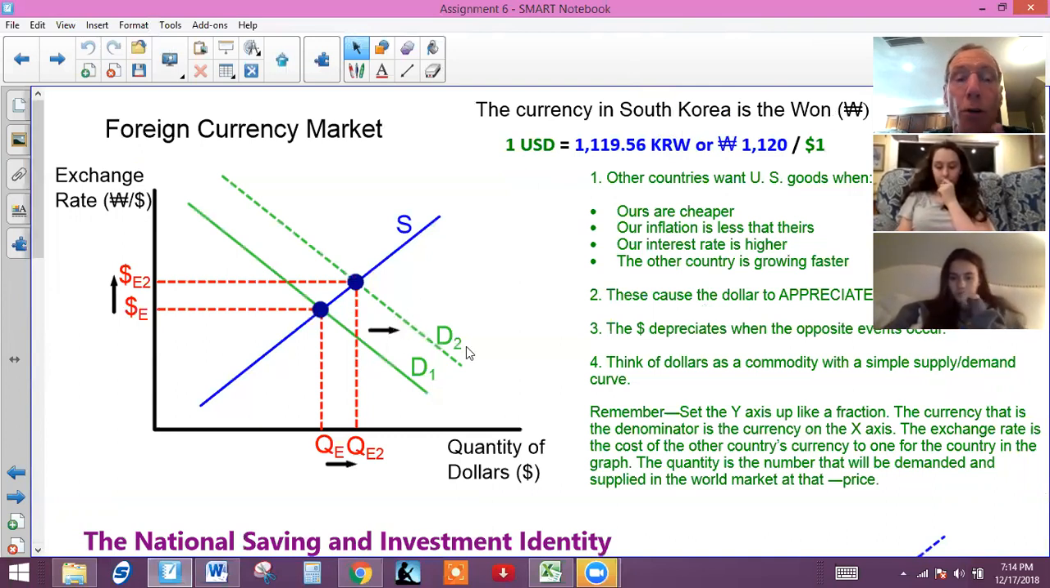So the dollar appreciates relative to, in this case, the South Korean won, when the demand for the dollar goes up. So whenever you see a foreign currency market graph, whatever currency is on the horizontal axis, or the x-axis, is what is being demanded and supplied in the graph. The other currency is going to be in the denominator of the exchange rate, right? So won per dollar, euro per dollar, peso per dollar, whatever it is. Okay? Does that make sense? Head shaking? Yes. Okay, good.